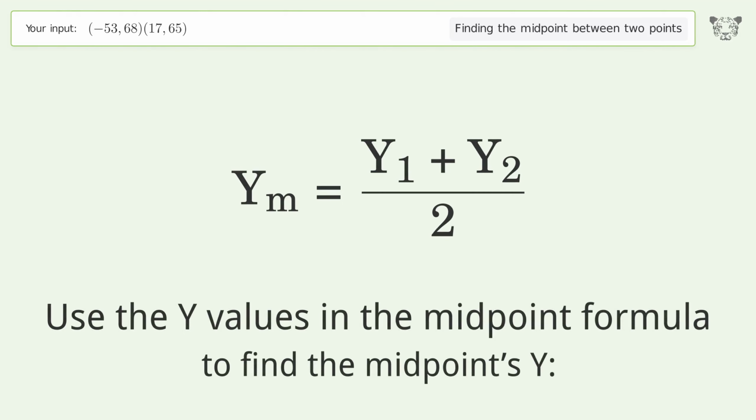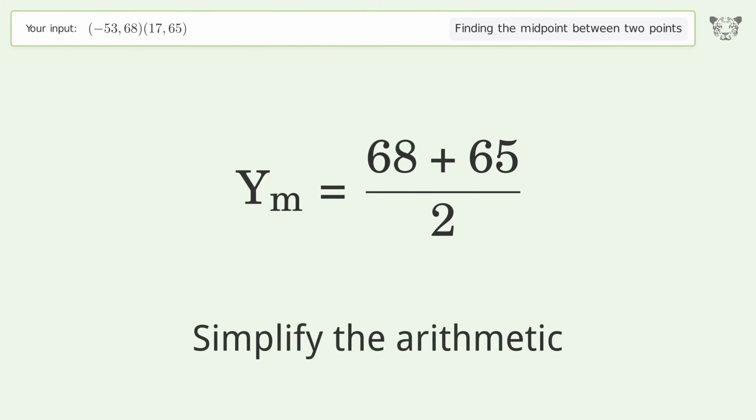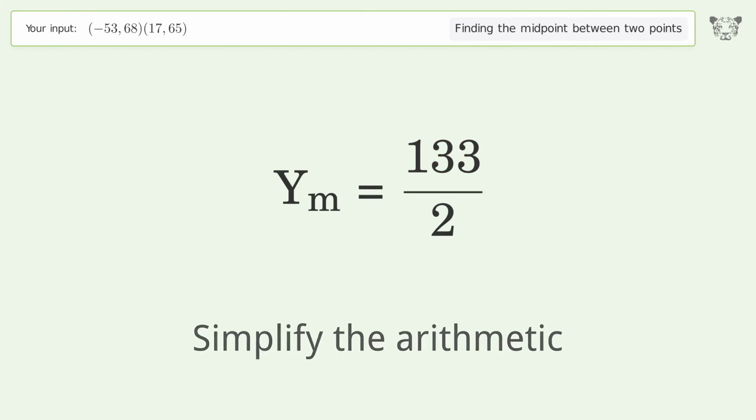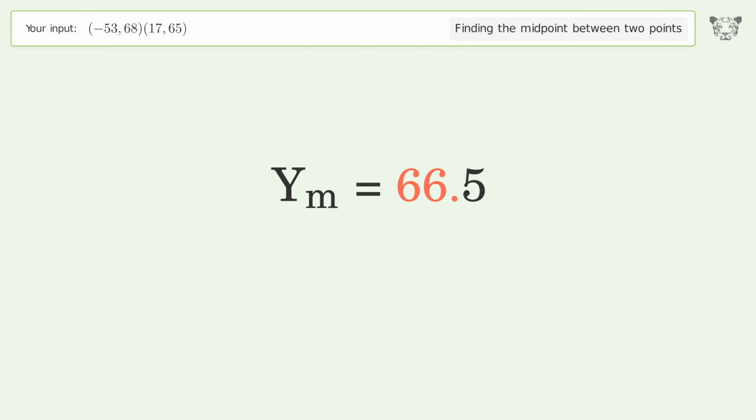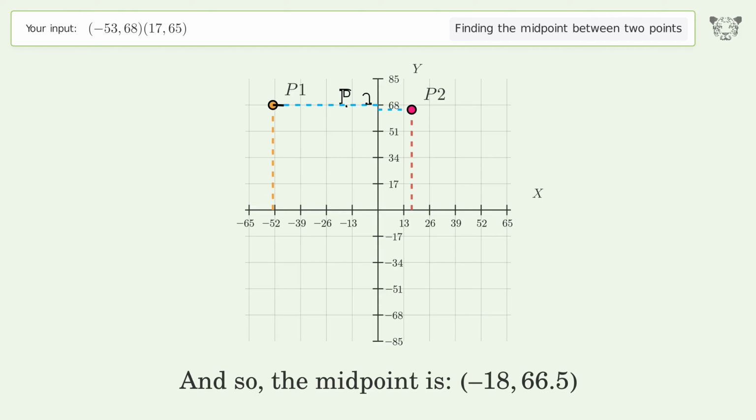Use the y values in the midpoint formula to find the midpoint's y. y1 equals 68. y2 equals 65. Simplify the arithmetic. And so, the midpoint is negative 18, 66.5.